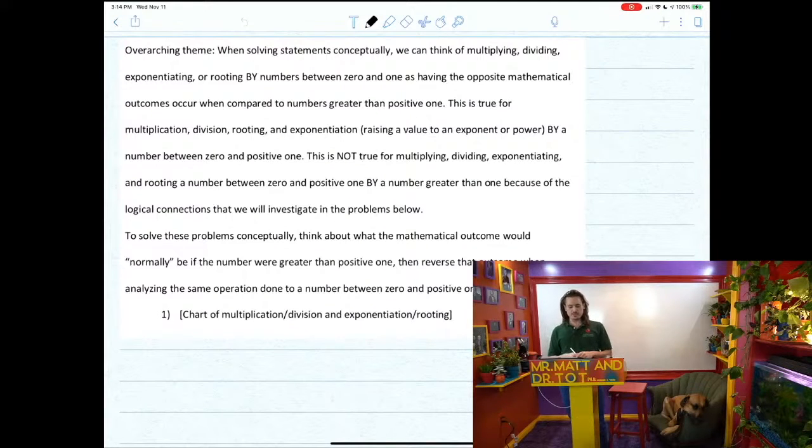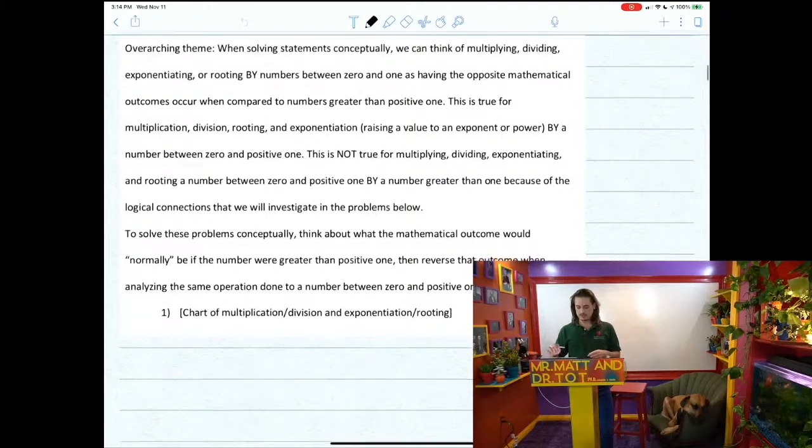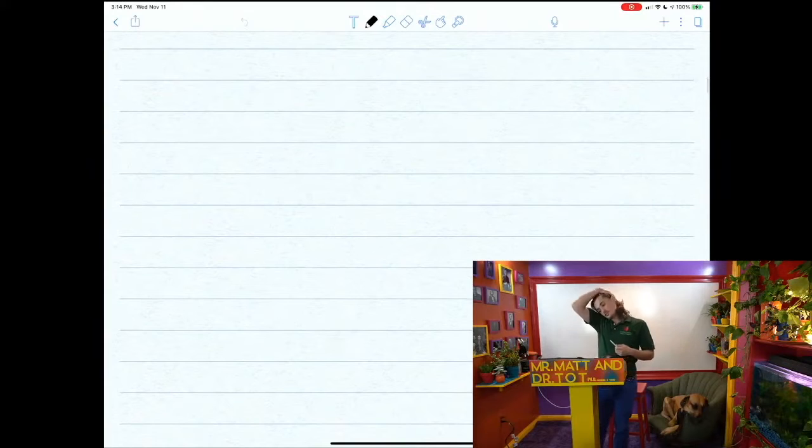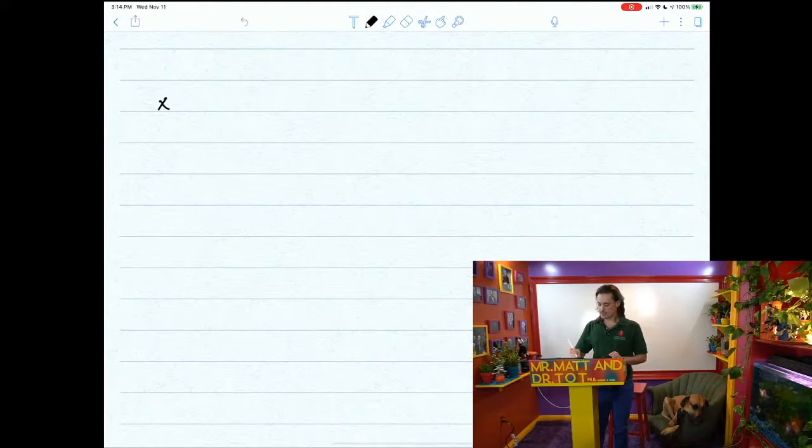To solve these problems conceptually, think about what the mathematical outcome would normally be, in quotations, meaning if the number were greater than positive 1, and then just simply reverse that logic to understand what the predictive outcome would be with that same operation done to a number between 0 and 1. So for example, let's say we're examining x squared versus x cubed versus the square root of x versus the cube root of x.